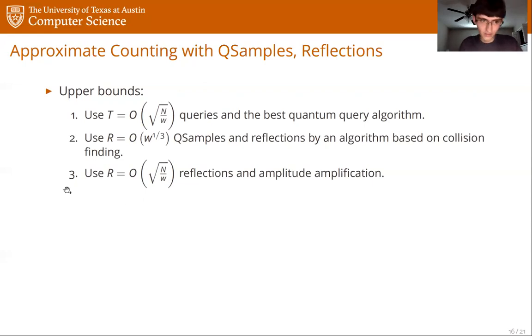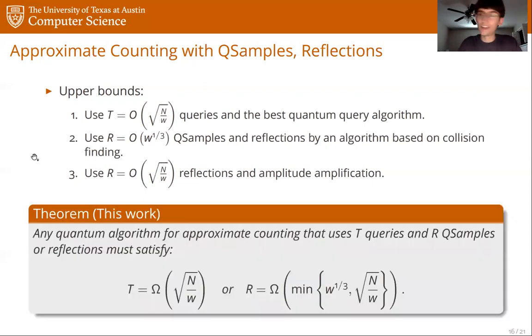So, are these optimal? Maybe you can guess where this is going. The answer is yes. In this work, we show either you need to make enough queries T to just solve the problem using queries alone, or you need to make enough queries to either QSamples or reflections. We also show actually that for certain oracles that prepare QSamples or these reflections, this lower bound also holds. And for this R parameter, the lower bound just matches these upper bounds we have.